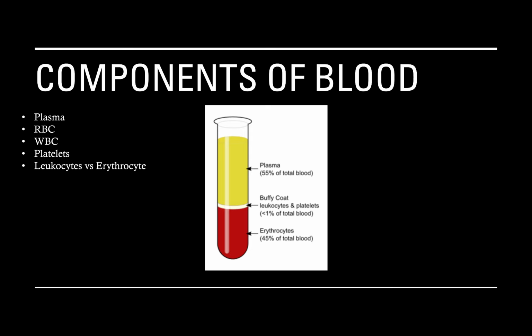And the difference between leukocytes and erythrocytes is that leukocytes, or white blood cells, actually still have a nucleus as well as organelles. While if you remember, an erythrocyte during its maturation process actually loses its nucleus and organelles to make room for more hemoglobin.